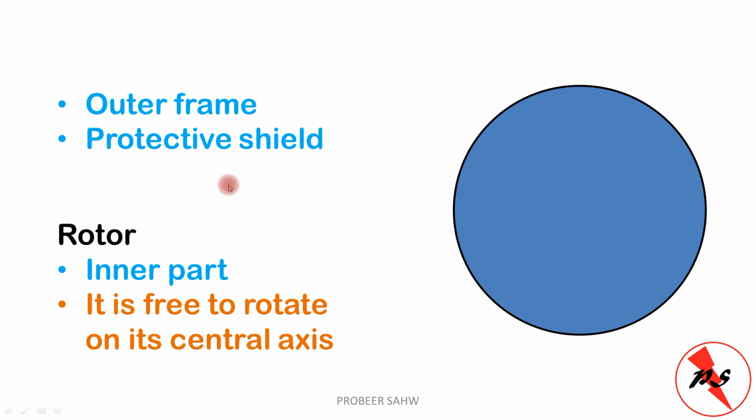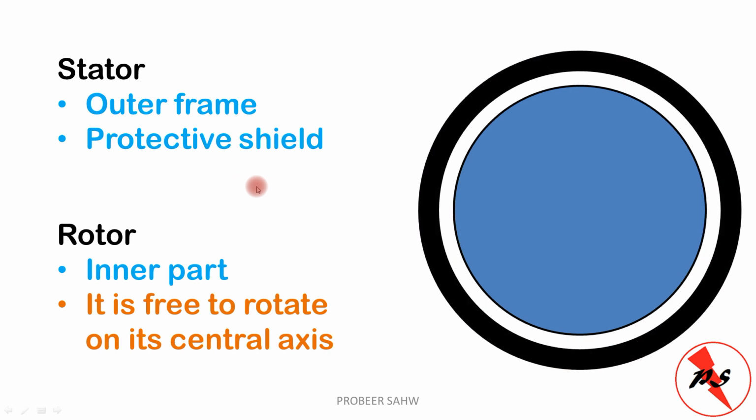This part of the machine is now called a stator, and as the name suggests, the stator is stationary. So this is the stationary part, stator, which is the outer part of the DC machine, and this is the inner part of the DC machine, which is rotor, and it is free to rotate on its central axis.